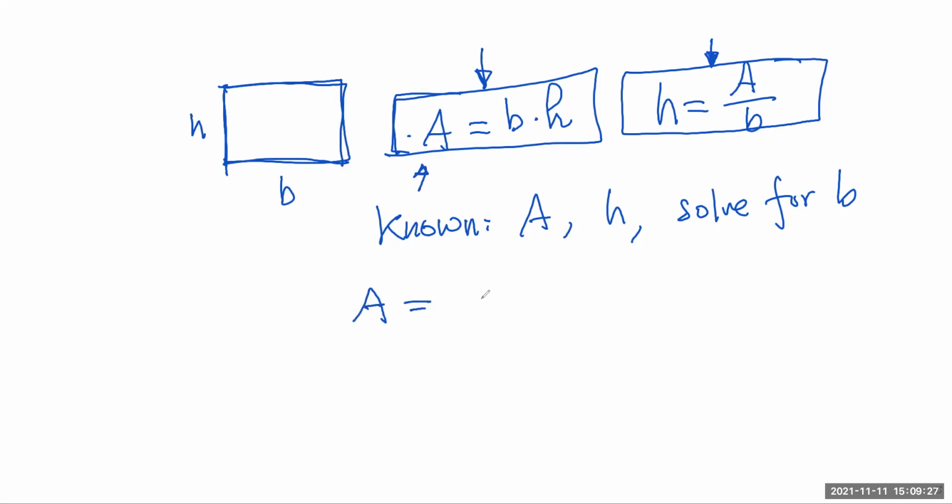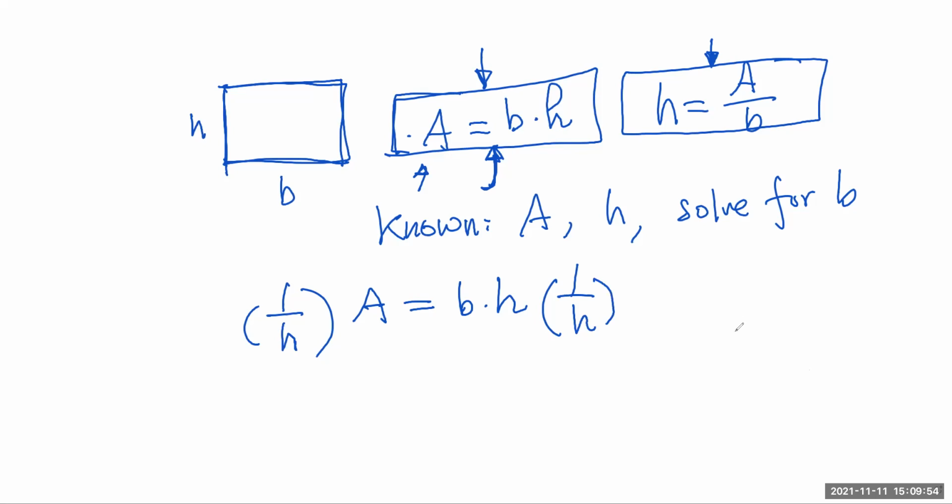So area is base times height. And by the way, this is our fundamental formula. Everything is derived based on that. Okay, we have that. And so we know we can multiply by 1 over h on both sides. Good.